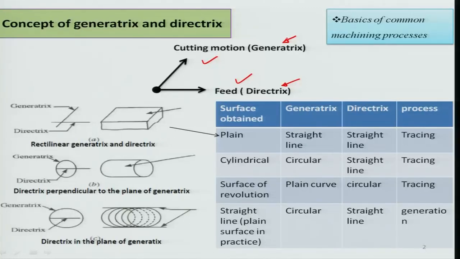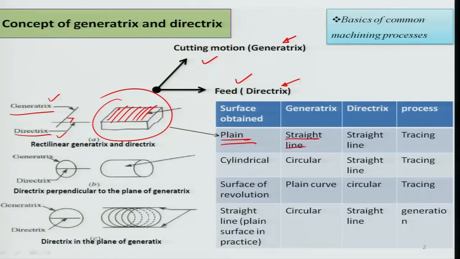So, as the name indicates, the different geometries that are expected out of machining processes are formulated by a manipulation of the generatrix and the directrix. For example, in the case of a shaper machine or a planer machine, there is a movement of the tool with respect to the workpiece, which is mostly on an XY plane. This shows the rectilinear motion of the feed direction and the cutting motion, and they are perpendicular to each other, making a 90 degree angle. Therefore, you can have an XY plane generated because of such directrix and generatrix, both straight lines perpendicular to each other. So, we can obtain a plane surface out of a straight line generatrix and a straight line directrix, and the process can also be known as tracing.